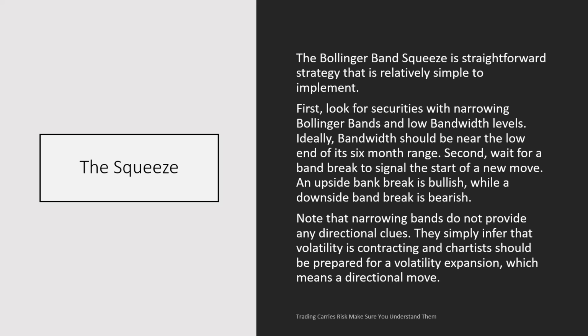So as you can see, there are many ways that you can apply and use Bollinger Bands. They're not very complicated, but they do take a little bit of time to master. Now, as I mentioned earlier, the simplest strategy is called the Bollinger Band squeeze. The one I couldn't remember the name of. It's a pretty straightforward strategy that is relatively simple to implement.